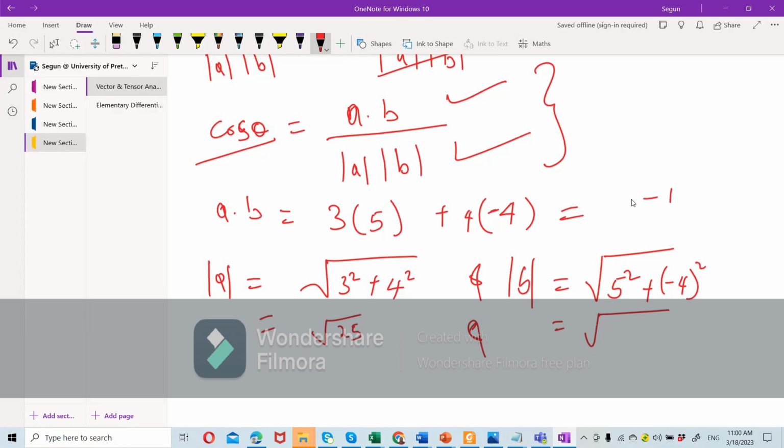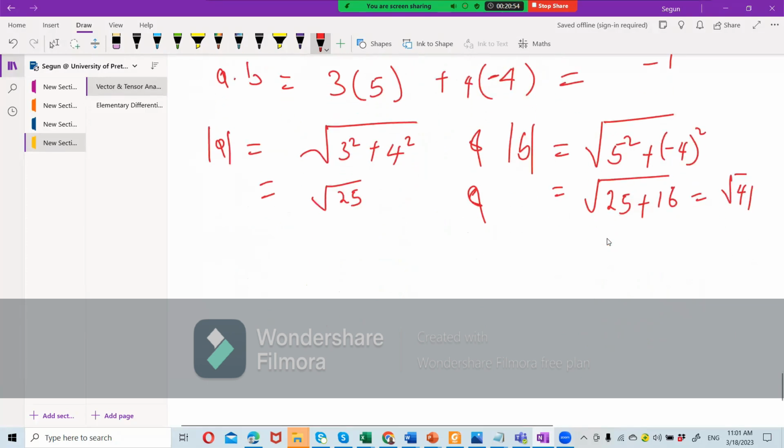So the absolute value of B will be the magnitude of B. That's what we are calculating now. It is going to be 5 squared plus in bracket of minus 4 squared. So it's going to be 25 plus 16. So when you add this together, you have the square root of 41.